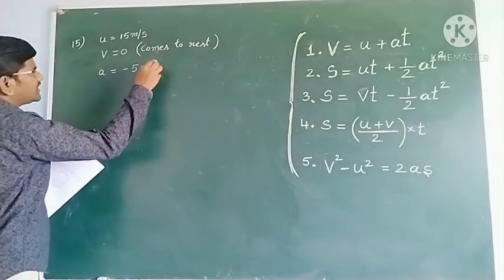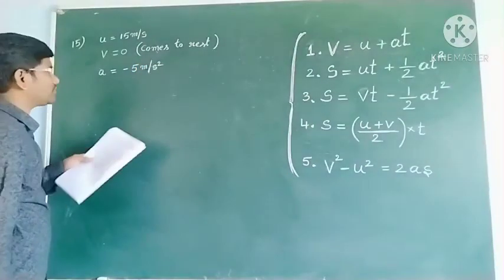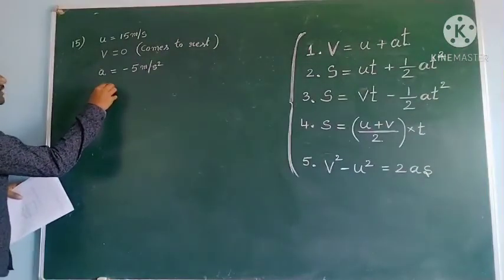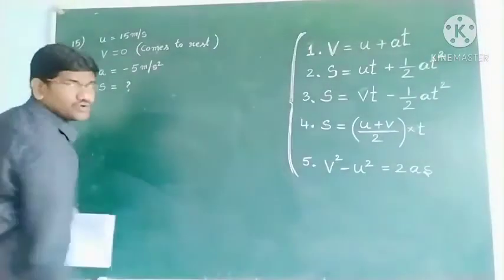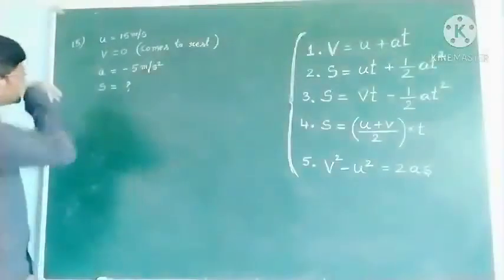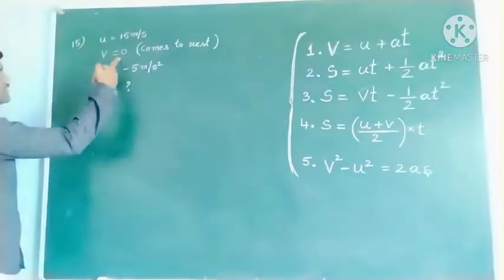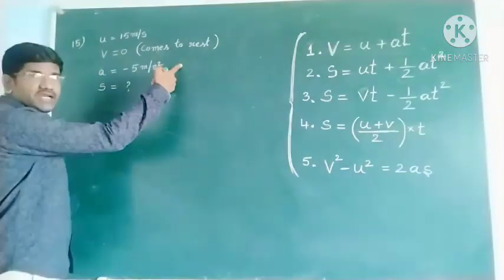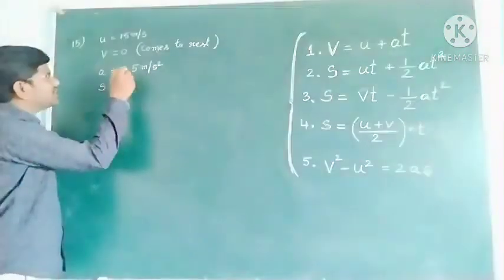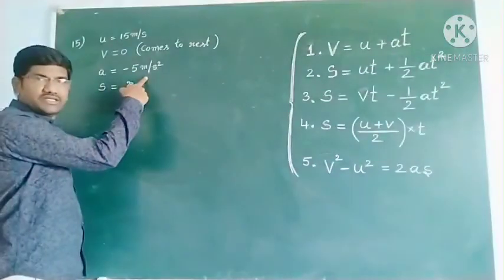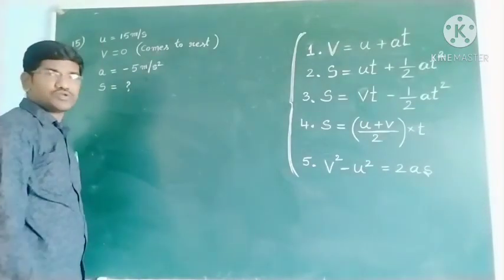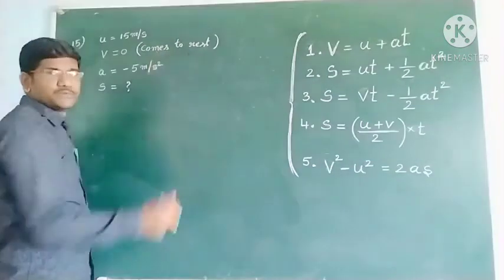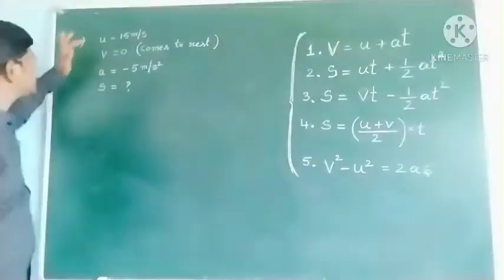It produces a deceleration of 5 meter per second square. What is the stopping distance? So we have to find the stopping distance. Okay students, the initial velocity is given, and the final velocity is 0 because it finally comes to rest. It is moving with a deceleration of 5 meter per second square. It is negative, meaning the speed keeps decreasing and finally becomes 0. So this is the given data.